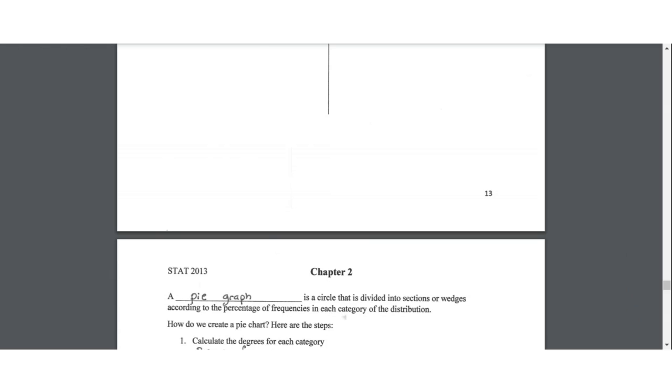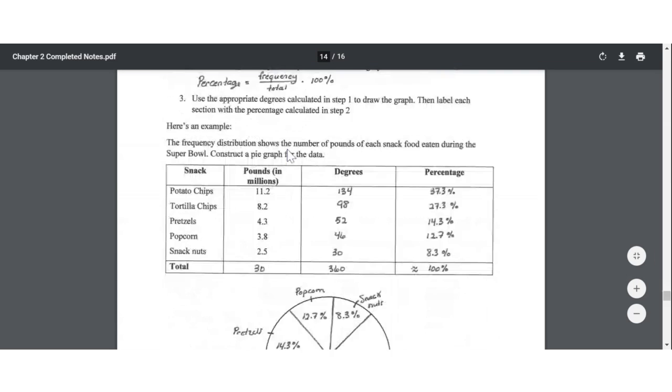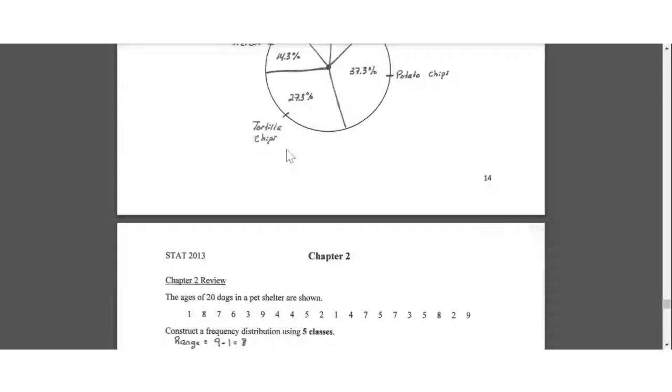Can you all hear me now? Okay. So let's look at this little review thing first, and then we can get out of here. The ages of 20 dogs at a pet shelter are shown below. We want to construct a frequency distribution using only 5 classes.